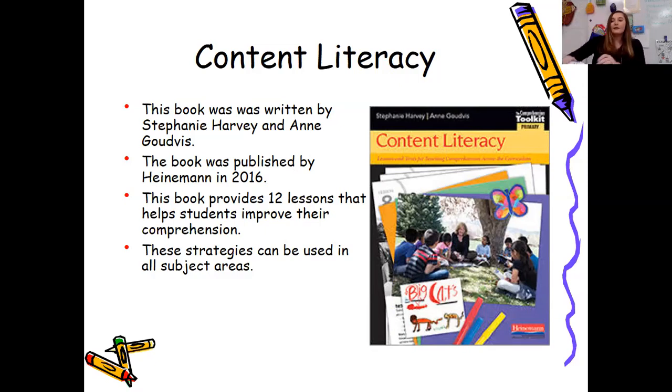And I thought it would just be best to put a picture on the PowerPoint so you'd be able to see that as well. Now, like I said, I already mentioned who it was written by, but it was published by Heinemann back in 2016. This makes it pretty new still. It's only about 4 years old. I thought that was also a good reason to pick this book. Now, this book provides 12 different lessons that help students improve their comprehension. And these lessons are supposed to be able to be spread throughout different content areas, not just reading.